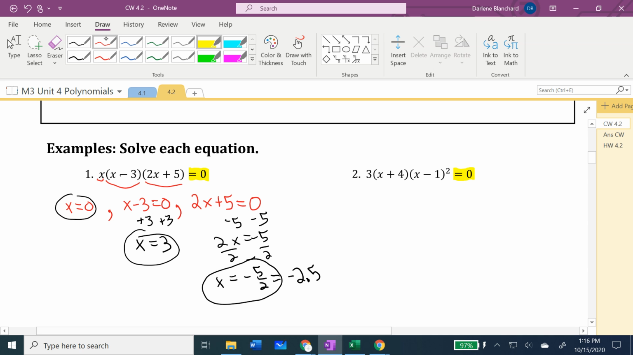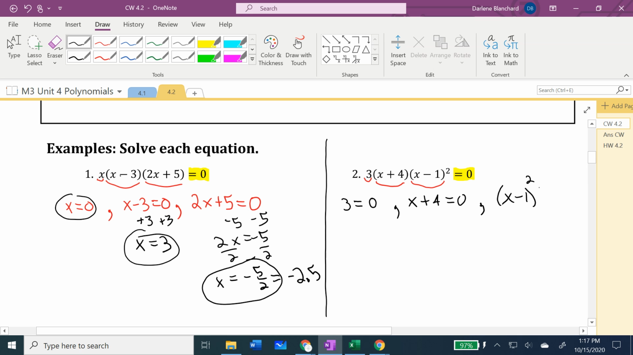So I am going to look at all of my factors. I have number 3, I have x plus 4, and I have x minus 1 quantity squared. So maybe some of you see that I don't need to write what I'm about to write, but I'm just going to throw it out there. I need to set everything that is a factor equal to 0 and see what I get. So I've got 3 equals 0, x plus 4 equals 0, and parentheses x minus 1 squared equals 0.